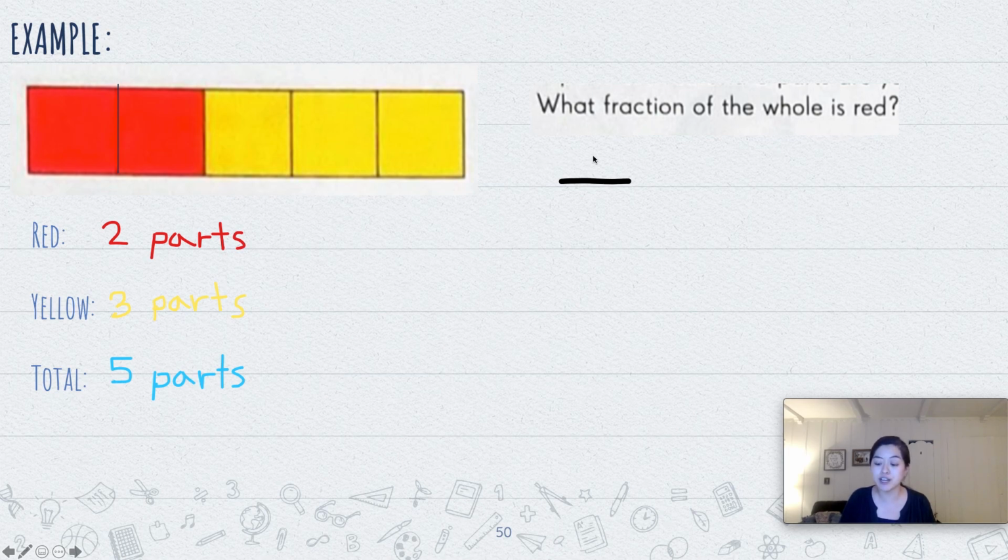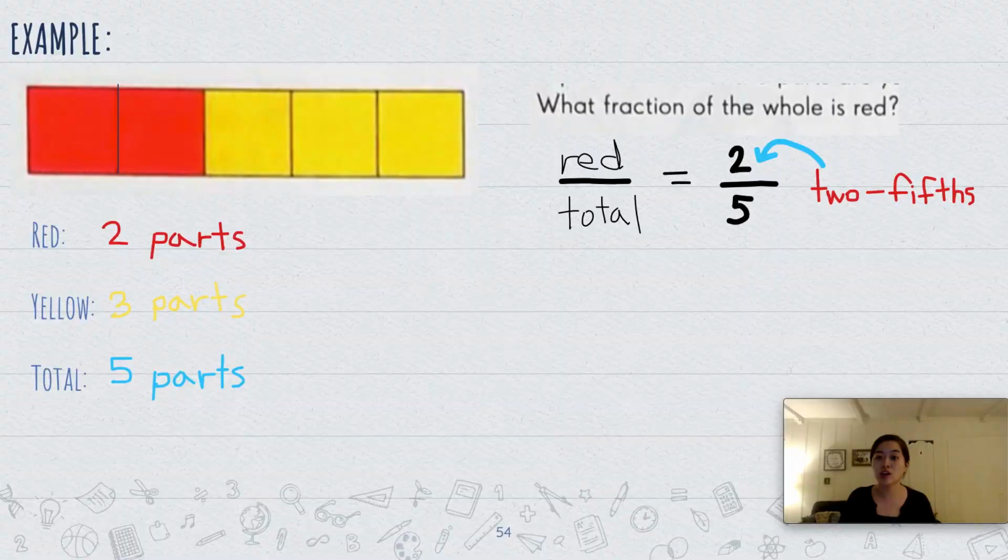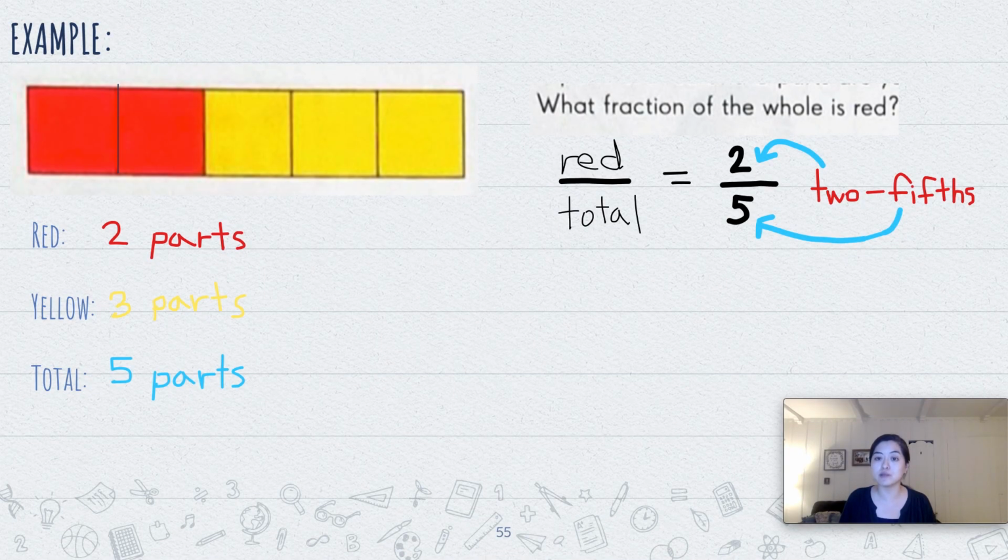How many parts are red? That's 2. And then my bottom number is the total number. How many parts do I have in the total? There's 5. So it's red over total, which is 2 out of 5. And we read this as 2/5, where the 2 refers to the top number and 5ths refers to the bottom number.